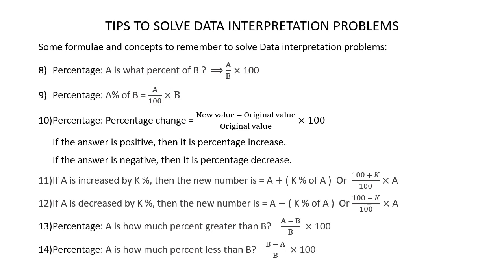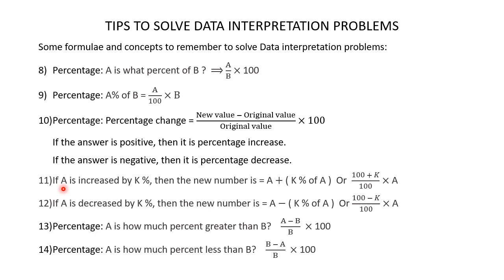with B. If you are asked to find percentage change, then use this formula. Percentage change is equal to new value minus original value divided by original value multiplied by 100. If the answer is positive, then it is a percentage increase. If the answer is negative, then it's a percentage decrease.